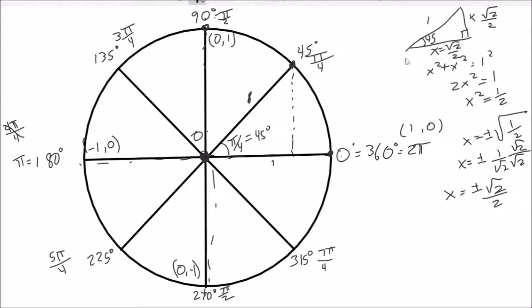And since this triangle I drew up here is the exact same triangle on my diagram, that now tells us that the coordinates of this point are root 2 over 2, comma, root 2 over 2. Now we have those coordinates.